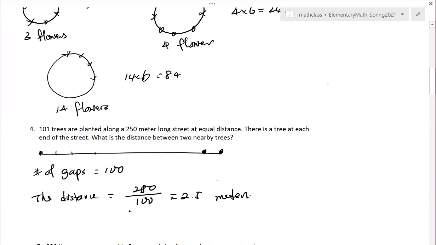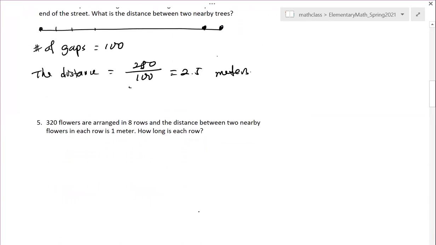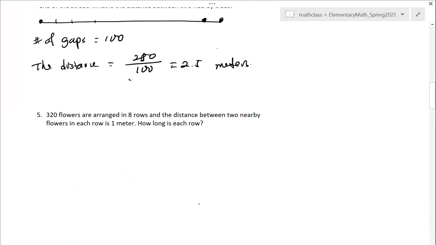Great. Okay, let's do the next problem. 320 flowers are arranged in 8 rows. The distance between two nearby flowers in each row is 1 meter. How long is each row? I wish you could draw the picture and then try to solve the problem. We want to know how long each row is.